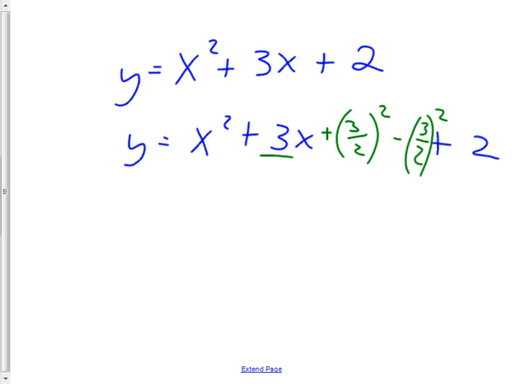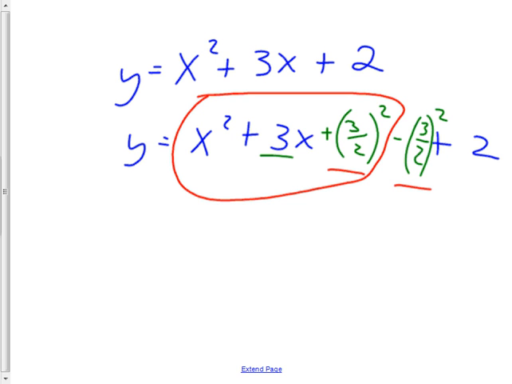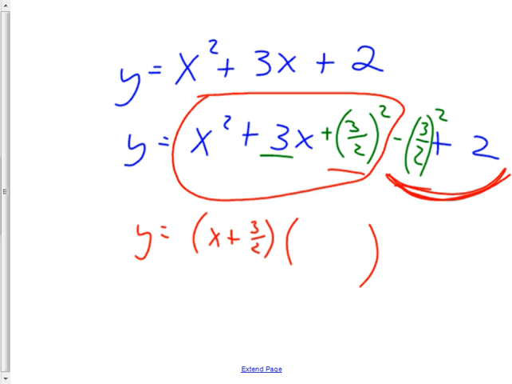This got a little messier here, but basically I just added and subtracted something, just like I did last time. Now, when I take this part right here, it will factor. And this part here, when I add them together, that will make my number on the outside. Y equals, this is the factoring part, x plus 3 halves. Notice you just take the number that's in there, and x plus 3 halves. If I FOILed that out, first, outside, inside, last, I would prove that it actually equals this.